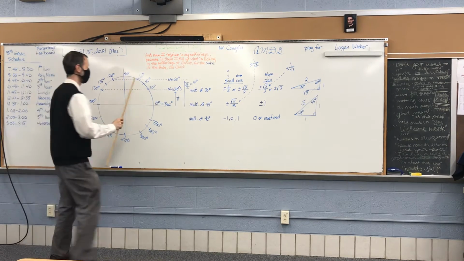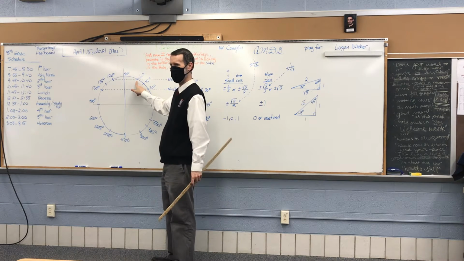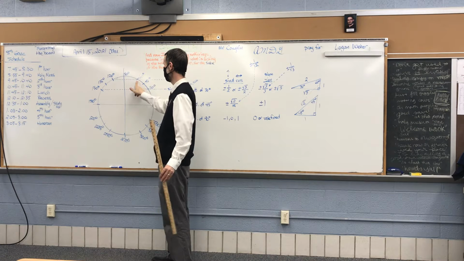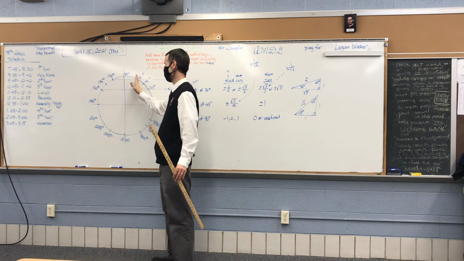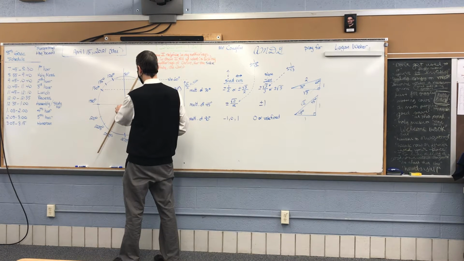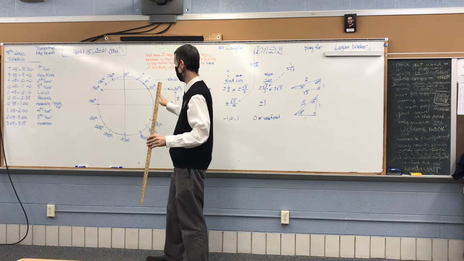Julia, sine for 60. Good. Radical 3 over 2 because it's positive a lot. Cosine? 1/2 because it's positive to the right a little. And tangent? Just radical 3. Correct. Positive because it's big.